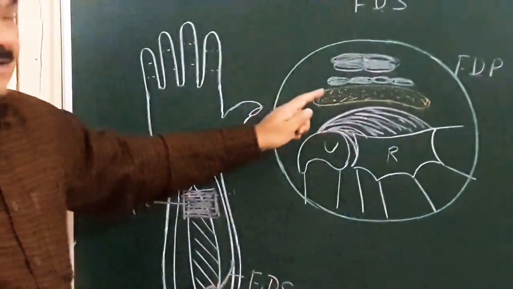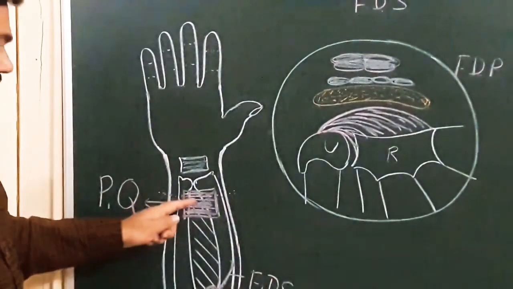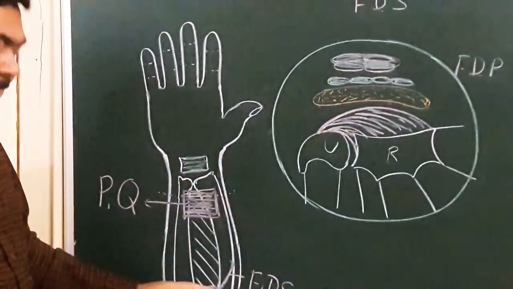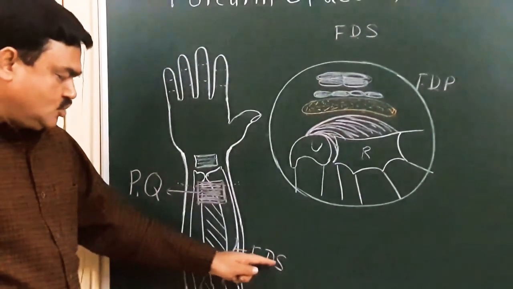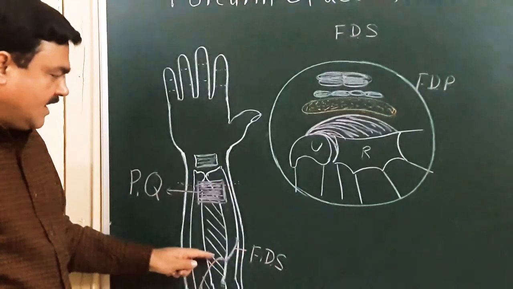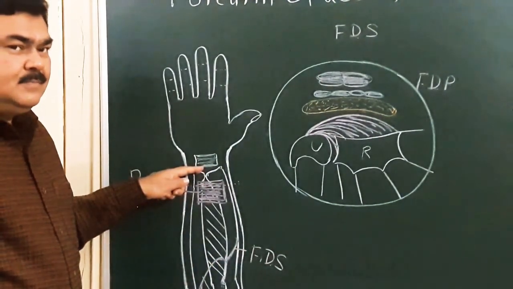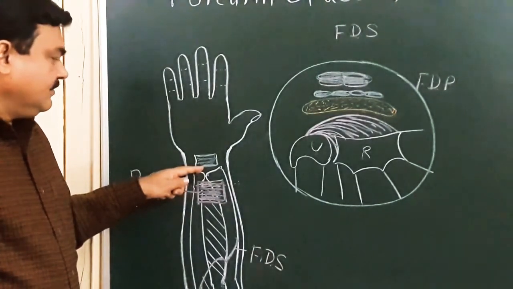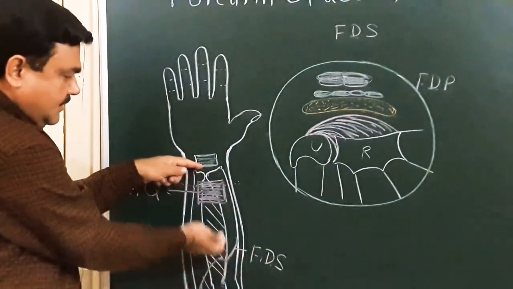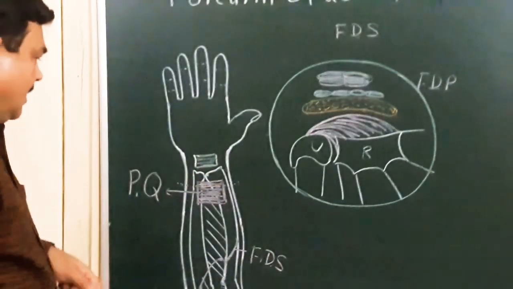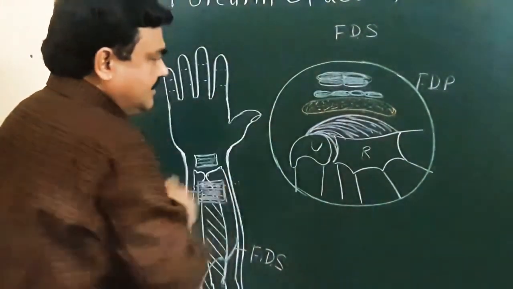So this is the situation where it is present, and its extension is, it may extend proximally up to the oblique line of flexor digitorum superficialis up to here, and distally it extends up to here, the proximal margin of flexor retinaculum. So it may extend from here to here, and it lies between these two structures.